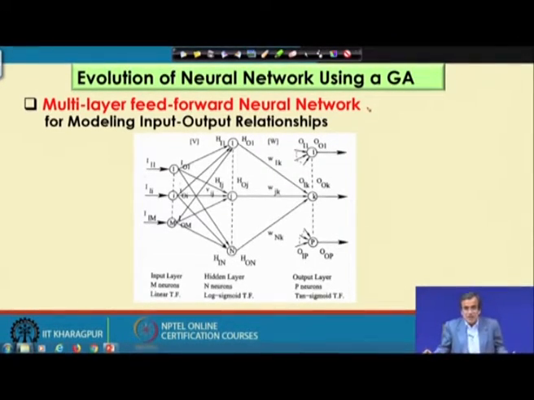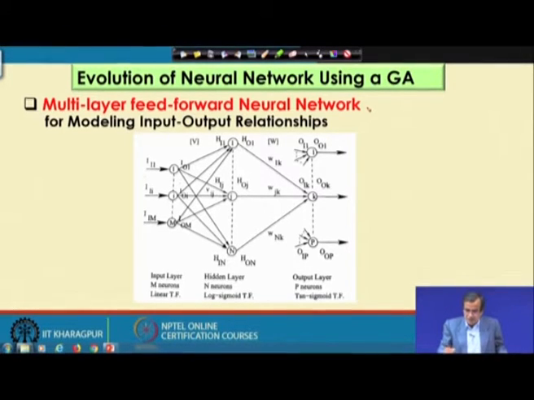And our aim is to evolve this particular network, so that it can serve some purpose. Before I go on to discuss the principle of this network and how to evolve it using a GA, let me spend some time on some preliminaries. Let us try to understand what the application of this type of network is. Let me take a very simple example.